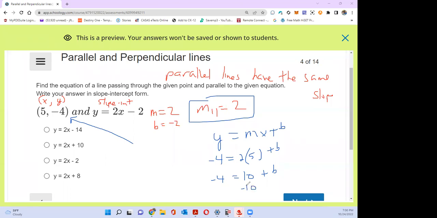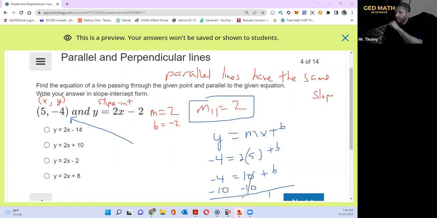Minus 10. Whatever I do on one side, I do on the other side. The 10s cancel. I bring down my B, I bring down my equal. What's -4 minus 10?